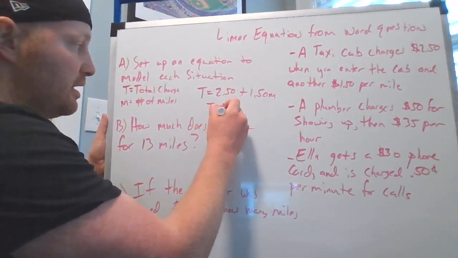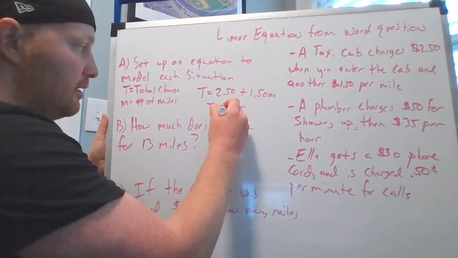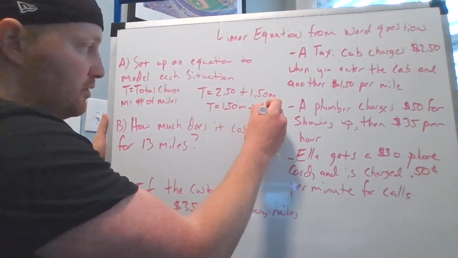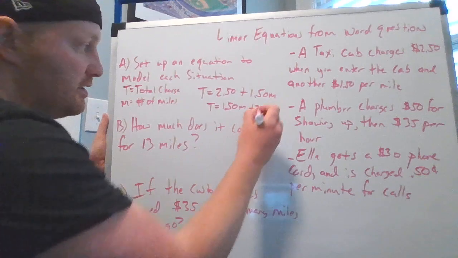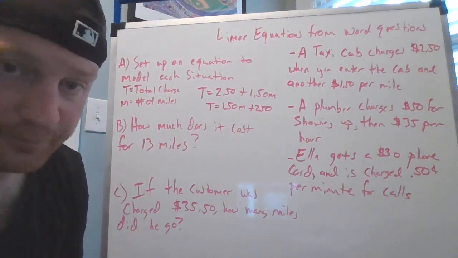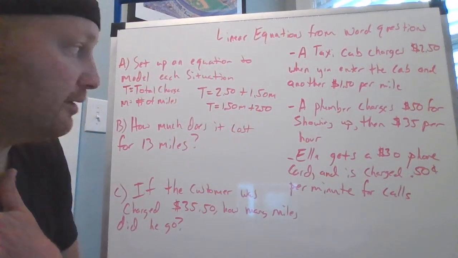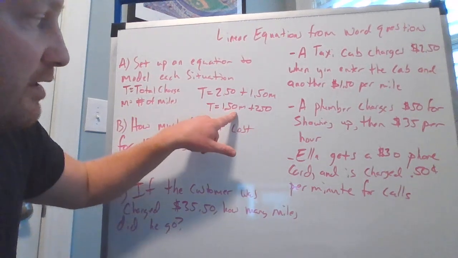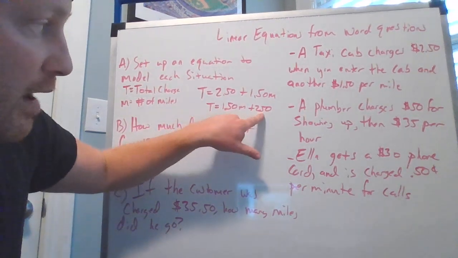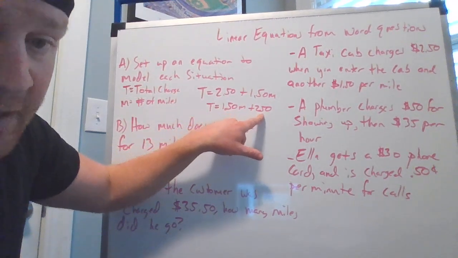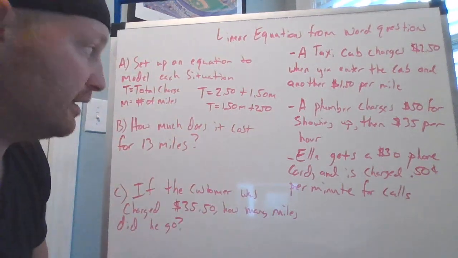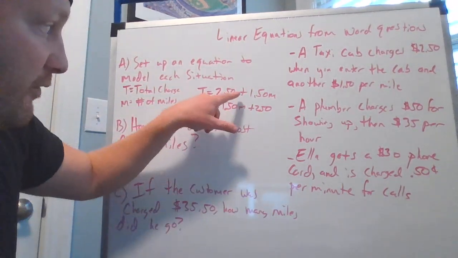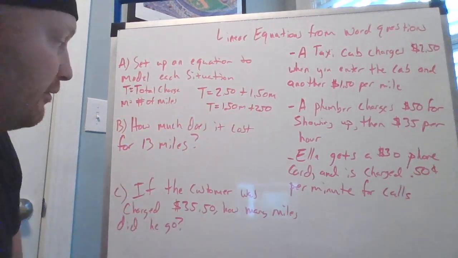T equals $1.50 M plus 2.50. Now, I am a creature of habit, and I always like to put my rate of change or my slope in the beginning and my y-intercept or my initial cost at the end, because that's how we typically see it. So I like this, but if you like the other, either or is totally fine with me.